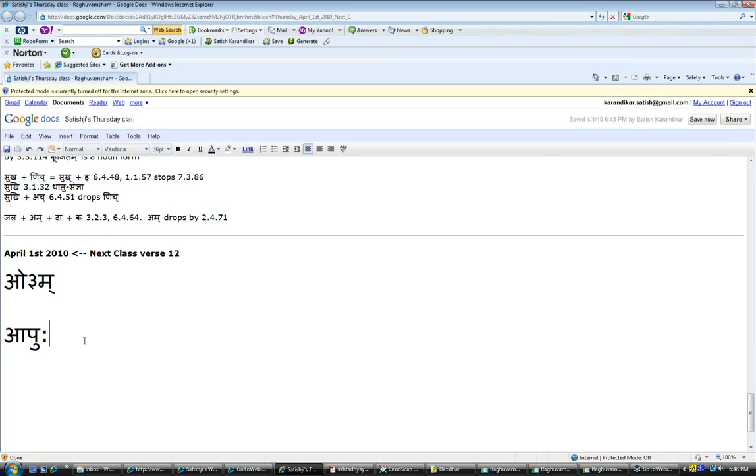But if you see the us ending with the abhyasa, then you know this is going to be a third person singular parasmaipada lit. Parasmaipadam is lit lakara. That's the only way you can get the abhyasa with the us ending.